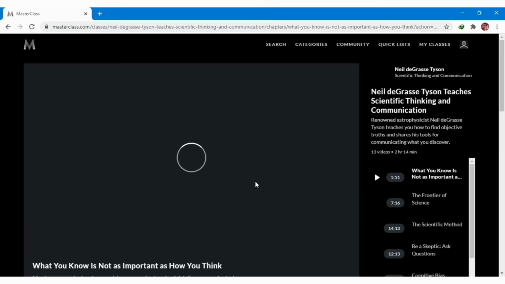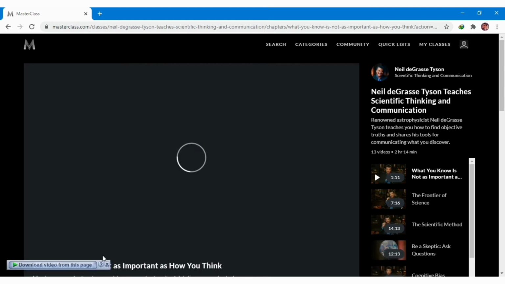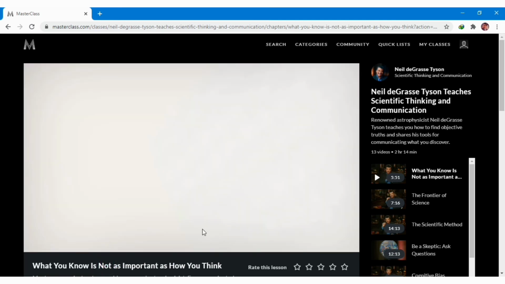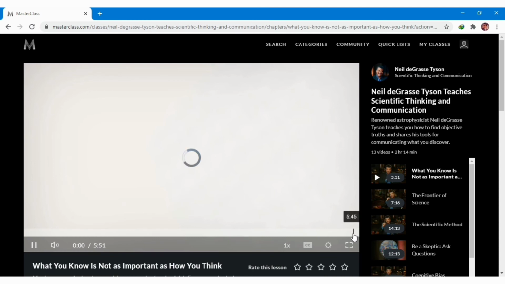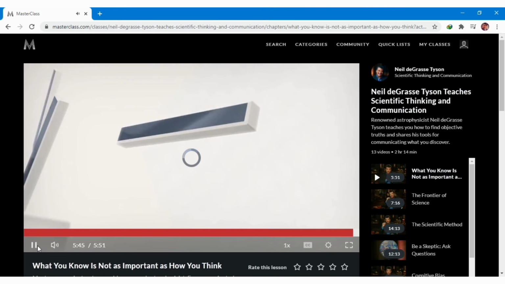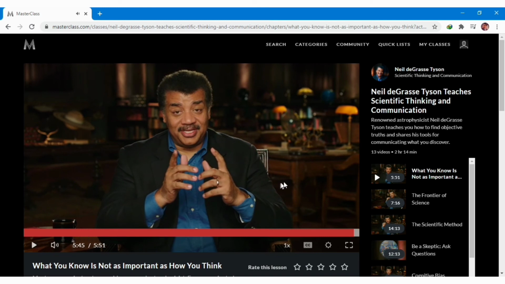Great, so as you can see, that takes us straight to the beginning of the class, unless you've already started it, in which case it will take you to where you have left off. So it's just loading. It says what you know is not as important as how you think. As we mentioned before, that's the first lesson of the masterclass. And just on the sidebar as well, you can see a bit of information. Renowned astrophysicist Neil deGrasse Tyson teaches you how to find objective truth and shares his tools for communicating what you discover. Two parts to this masterclass, both about the scientific aspect of it, but also how to communicate effectively.